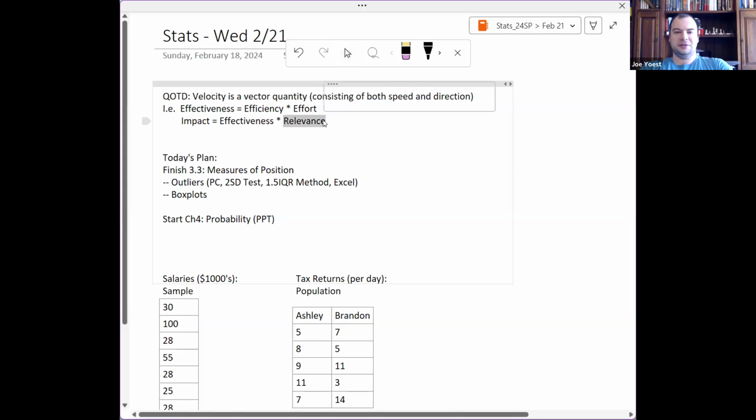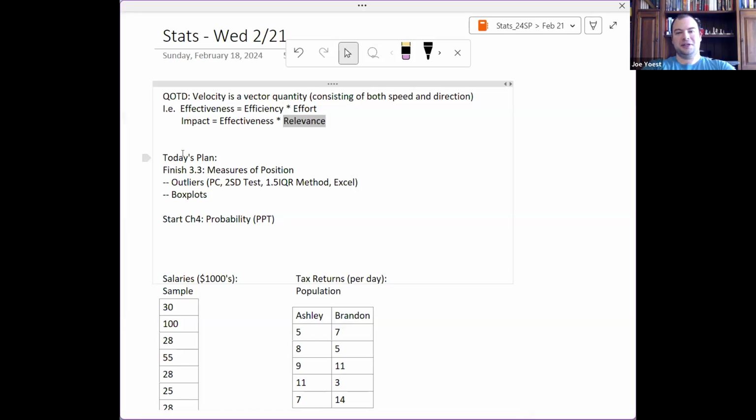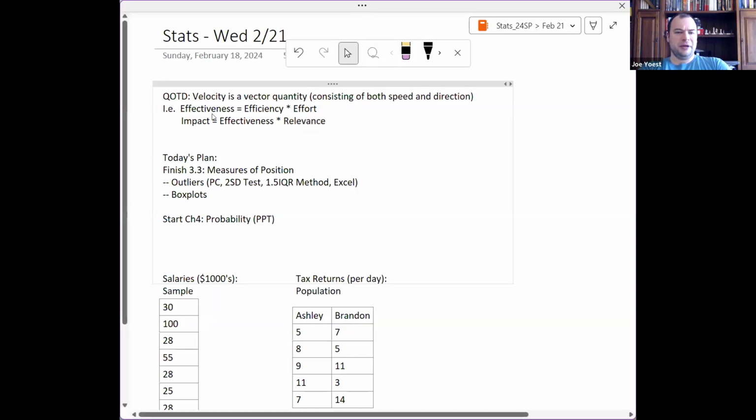Of course, if you just like juggling wiffle balls, go for it. But if you're looking to further your career, make sure that the things you're trying to become effective at relative to your job or your career are actually relevant to those areas. This is how I think of impact: it's effectiveness times relevance. And that's one of the buzzwords these days.